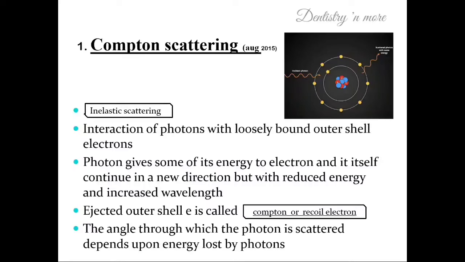In Compton scattering, an incident photon interacts with an outer electron, and then it produces a scattered photon of a lower energy than that of the incident photon itself. The electron recoils, being ejected from the target atom, and the new scattered photon travels in a very different direction from that of the incident photon. The ejected outer shell electron is called the Compton or the recoil electron. The angle through which this photon is scattered depends highly on the energy that has been lost by the photon.